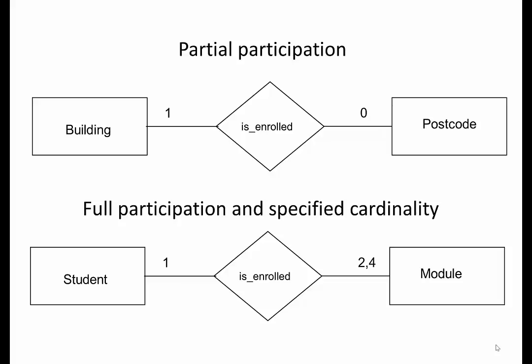Full participation means that the relationship has to exist, or the entities have to share a relationship. So a student at the university, each student has to be enrolled on either 2 or 4 modules, depending on whether they're part-time or full-time. So either 2 or 4, you can't have 0, you can't have 6, you can't have 5. So basically you can designate actual numbers onto your cardinalities.